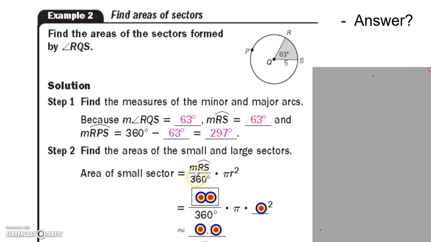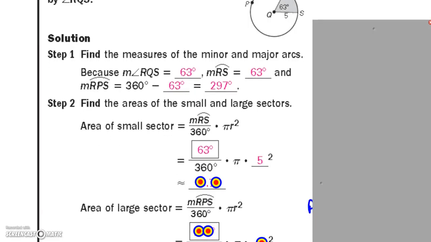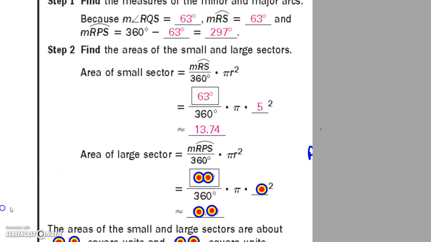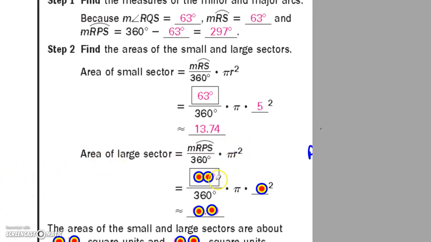So the note-taking guide is using the formula, the area of the sector is equal to the measure of the arc over 360 times the area of the circle. So for the small sector, we got 63 over 360 times the area, pi r squared, the radius is 5. So we find that the area of that smaller sector is 13.74. Okay, so we could do two things. We could get the area of the whole circle, pi r squared right here, and subtract 13.74 from it, or we can go directly continuing to use our formula.